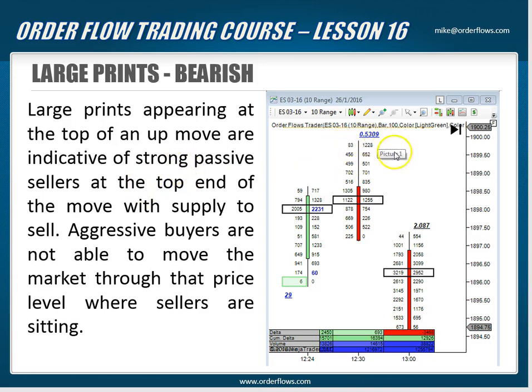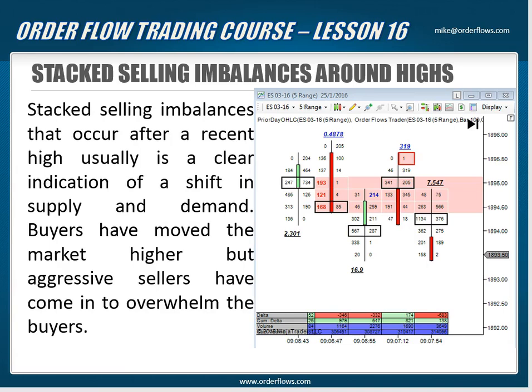These people have a lot of supply to sell. So aggressive buyers are not able to move the market through the price level where these sellers are sitting, so buyers can't get it any higher. Someone has a lot to sell and they're willing to hold down the market there. Stack selling imbalances around highs.